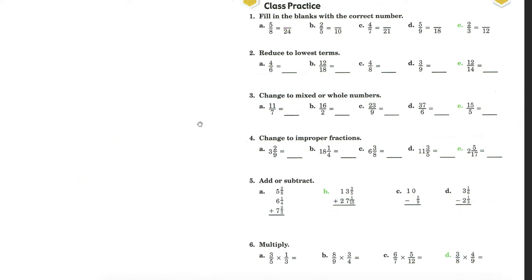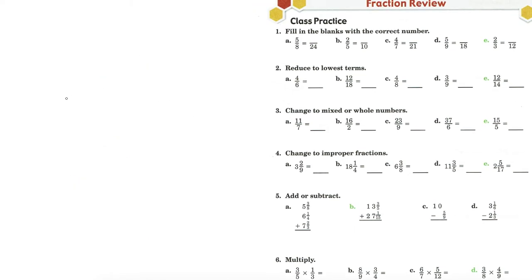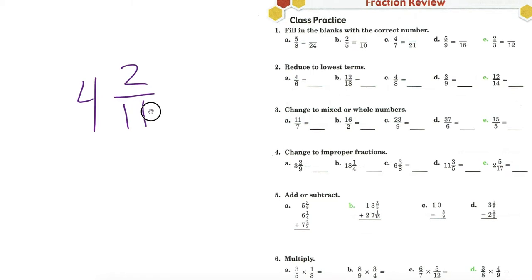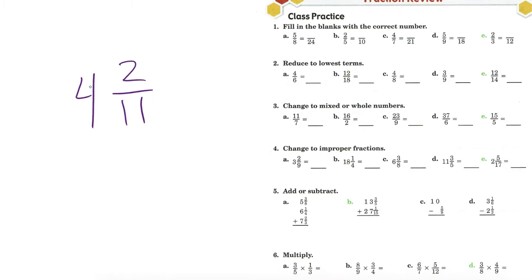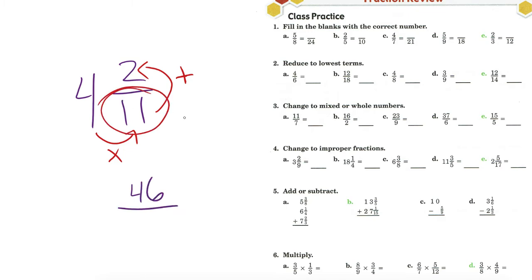Change to improper fractions. So 3 and 2/9. So let's do 4 and 2/11. All right, so how can I change this to an improper fraction? Remember the steps. Multiply your whole number by the denominator, so 4 times 11. Then add my numerator, which is 2 in this case. So 4 times 11 equals 44, plus 2 is 46, over whatever our denominator is here. We just put it down here, which is 11. So 46 over 11 is my answer for this one.